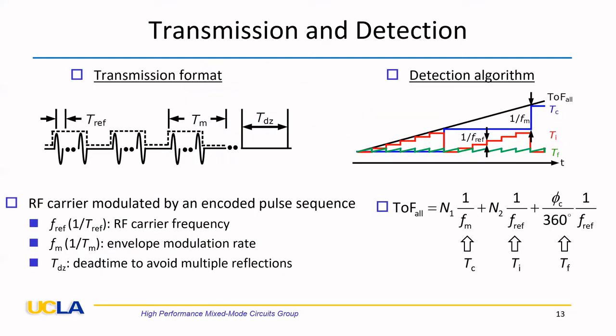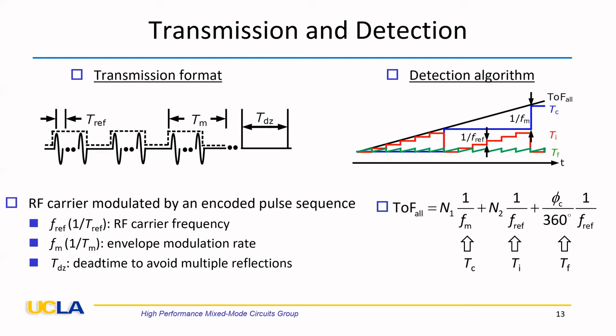The transmitted format is shown on the left-hand side. The envelope modulation is on top of the RF carrier. Instead of transmitting a single pulse envelope, we can encode and extend the pulse sequence to do averaging. We can also encode a blank period to prevent multiple reflections. The detection algorithm is shown on the right-hand side.